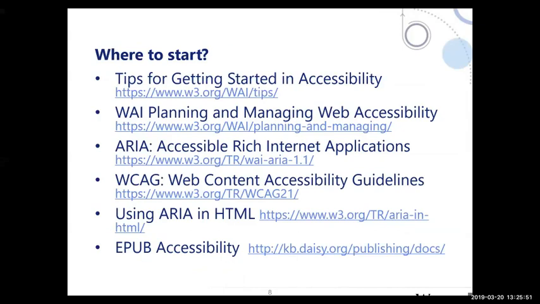So how do we get started? Here are a few links, and I'm not sure if these slides will be provided to you, but I hope so, because there are a lot of links in this slide deck. I mentioned before that the WAI is the W3C's Web Accessibility Initiative. They have a great list of how to get started. It helps you understand what the business case is for accessibility, and helps you explore how you can get started. And then, of course, there's the planning and managing web accessibility aspect of their getting started.